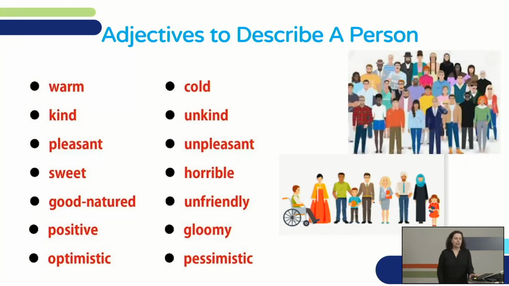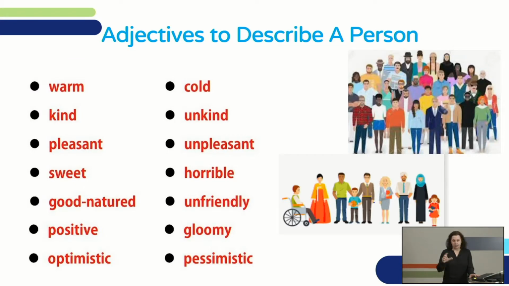Unkind. Kind and unkind are opposites. Unkind is when you are not so kind to the other person. You don't help the other person. If someone asks you for charity, you are unkind if you don't give him charity.